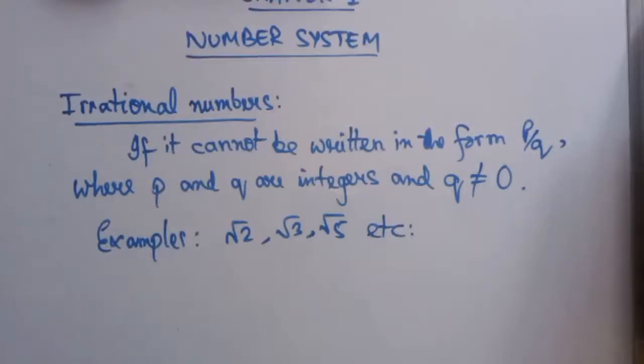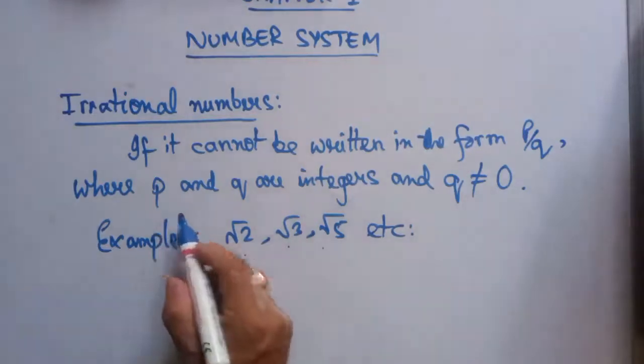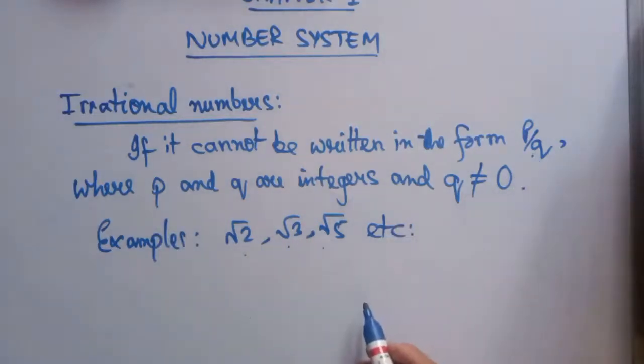Next, our topic is irrational numbers. A number is called an irrational number if it cannot be written in the form p by q, where p and q are integers and q is not equal to 0. Some examples of irrational numbers are √2, √3, √5, etc. Such numbers cannot be written in the form p by q, so they are all irrational numbers.